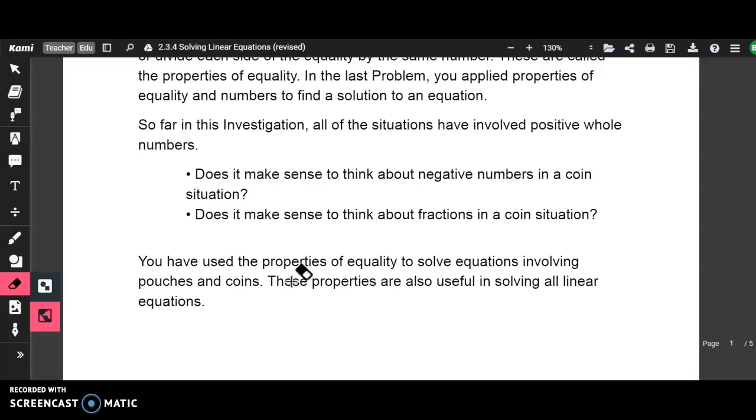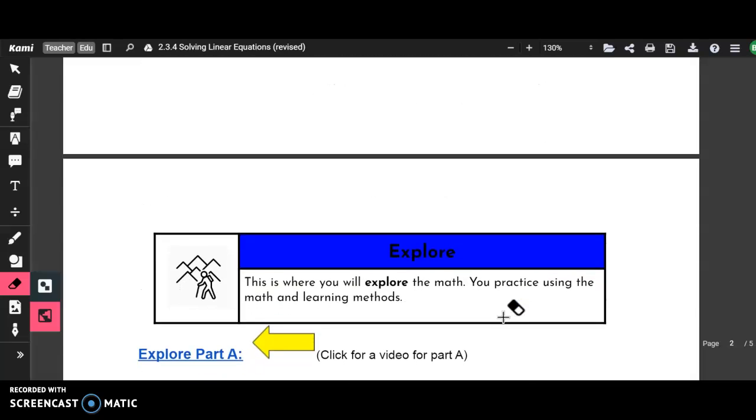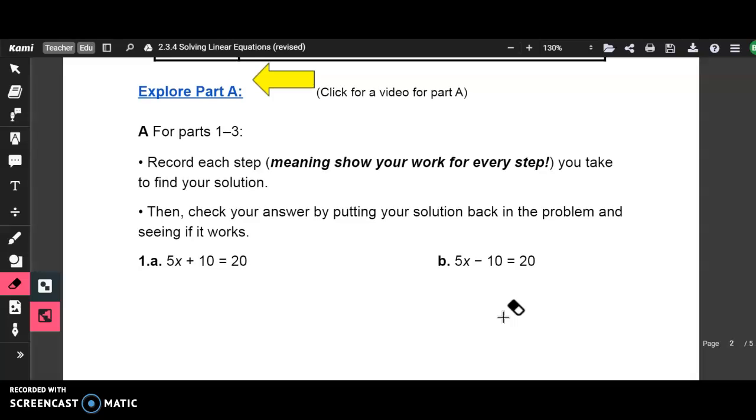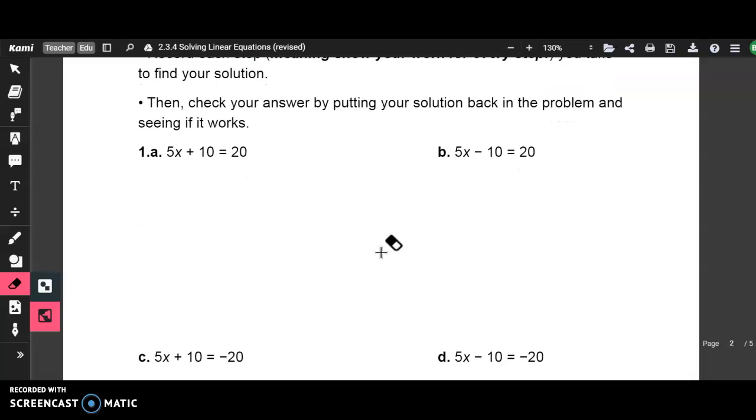You have used the properties of equality to solve equations involving pouches and coins. These properties are also useful in solving all linear equations. So let's go on to these linear equations and practice them. Part A says, for 1 through 3, record each step, meaning show your work for every step you take to find your solution. Then, check your answer by putting your solution back in the problem and seeing if it works.